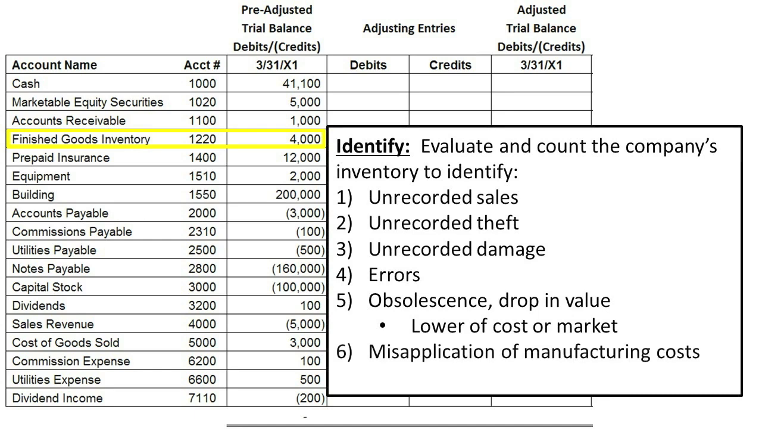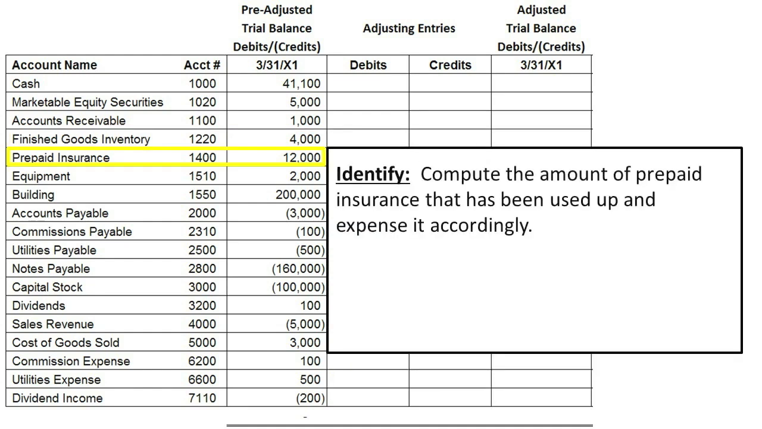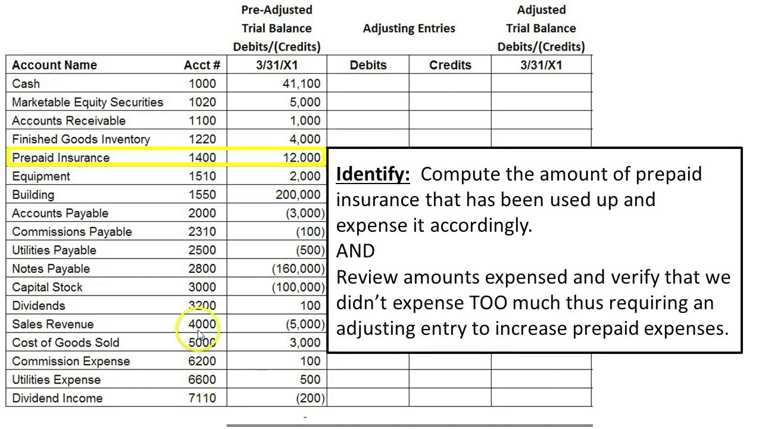Misapplication of manufacturing costs. If this were a manufacturer, all the overhead costs of creating inventory would need to be applied properly to the inventory. And unrecorded purchases on account. Prepaid insurance. You need to compute the amount of prepaid insurance that has been used up and expense it accordingly. And review amounts expensed down below and verify that we didn't expense too much, thus requiring an adjusting entry to increase prepaid expenses and decrease the expense.